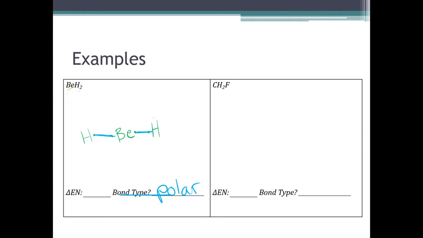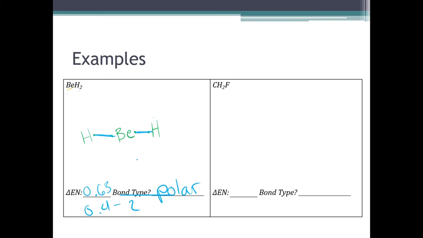If you wanted to double check that, you can do some subtraction. The electronegativity of beryllium minus the electronegativity of hydrogen is 0.63. So again, squarely in that 0.4 to 2 region.